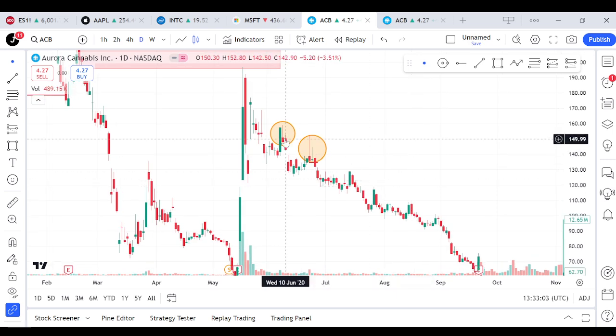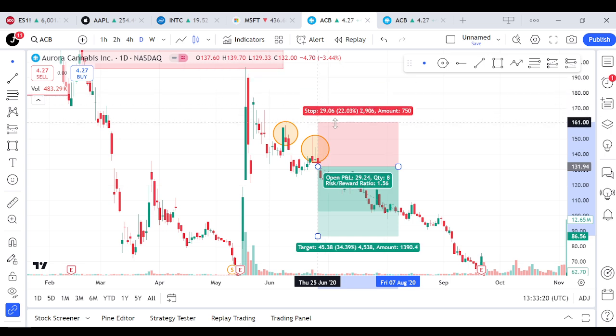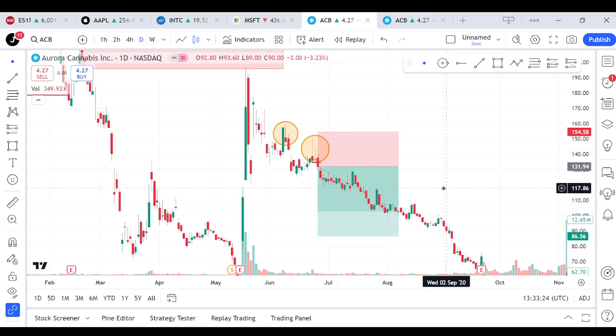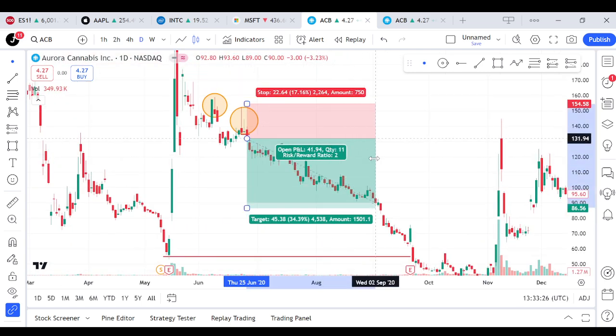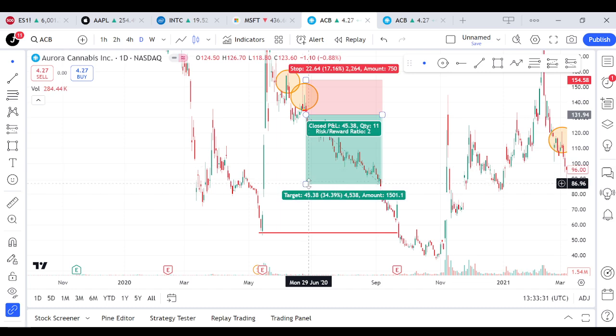You can see the first one and the second one. Ideally you should enter at the close of the next candle, closing below that inverted hammer. So ideally you should be entering around here at the close of that confirmation candle. Stop losses above the inverted hammer, and your take profit could be 1:2, or you could just target this support level right here.